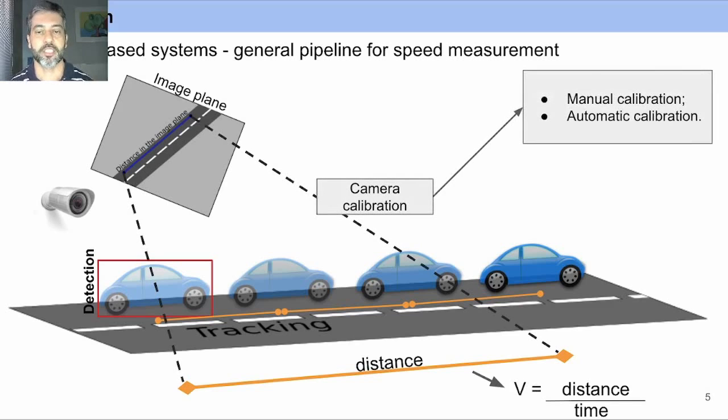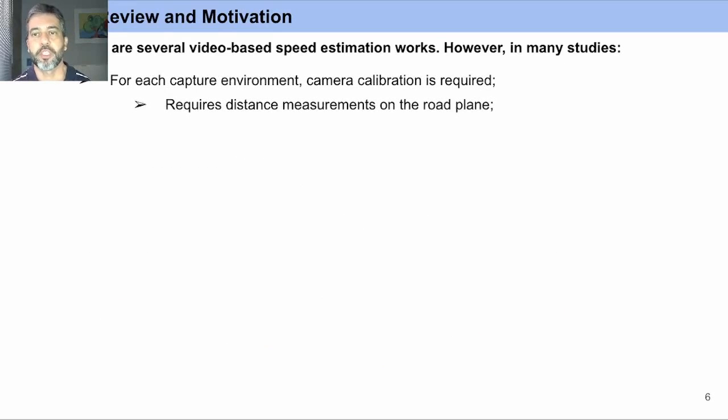In this context, calibration methods can be manual or automatic. Manual calibration usually requires distance measurements on the road plane. Automatic calibration usually takes into account the mean vehicle dimensions. For each environment in which the estimation will be carried out, it's necessary to obtain some distance measurement on the road to be used as an input of calibration.